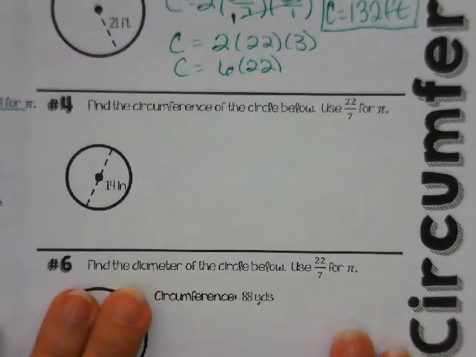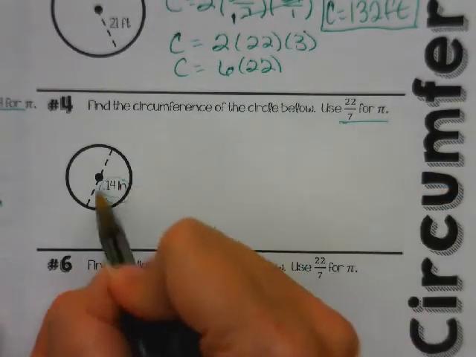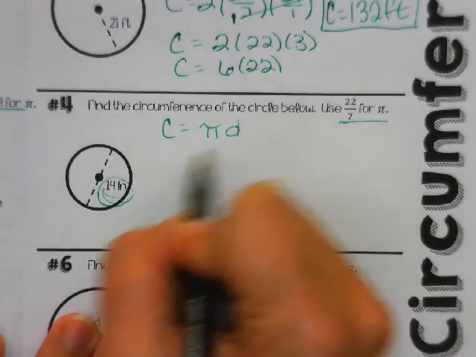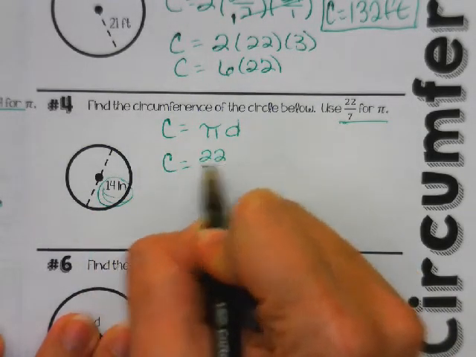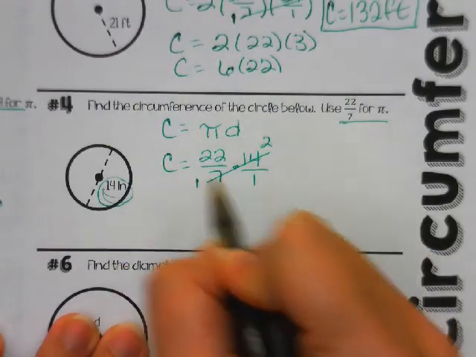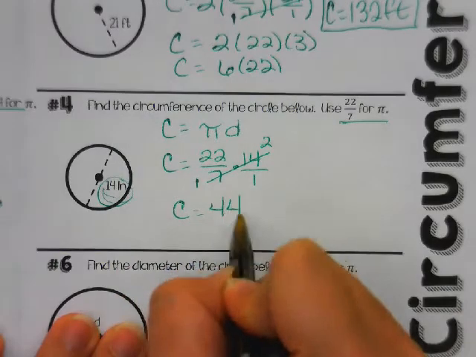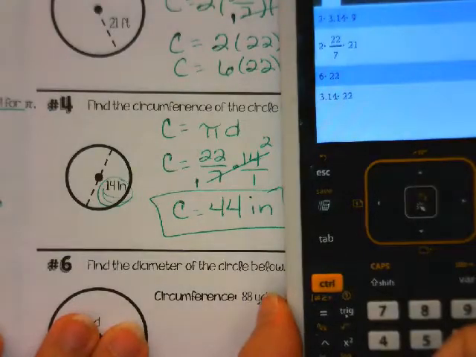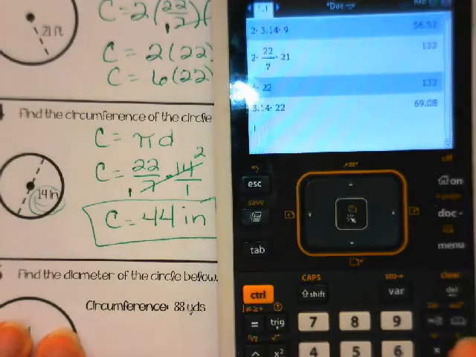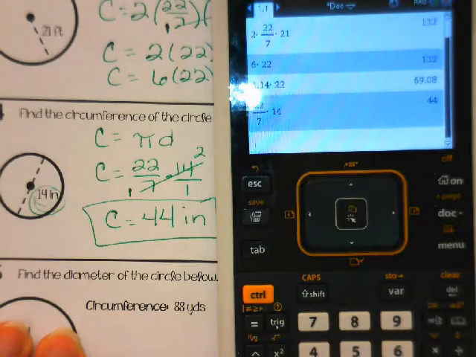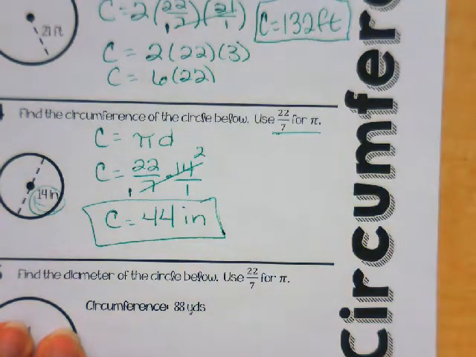Here's another one with a diameter, but now we're using 22/7. It is a multiple of 7, so C equals pi times d. 22/7 times 14 over 1. I can simplify. I should get 44 inches. I can plug it into my calculator to make sure. 22 over 7 times 14 is in fact 44. So 22 over 7 is actually much easier than 3.14.